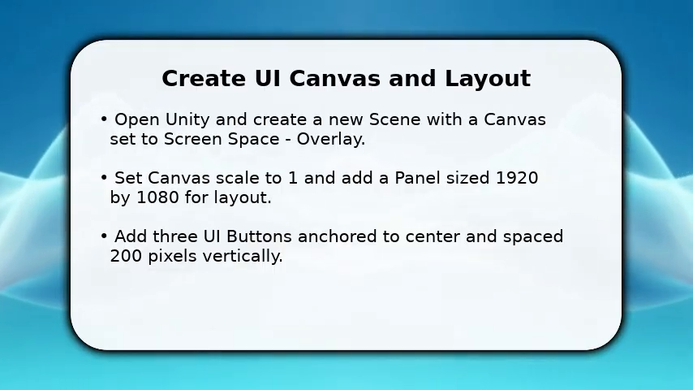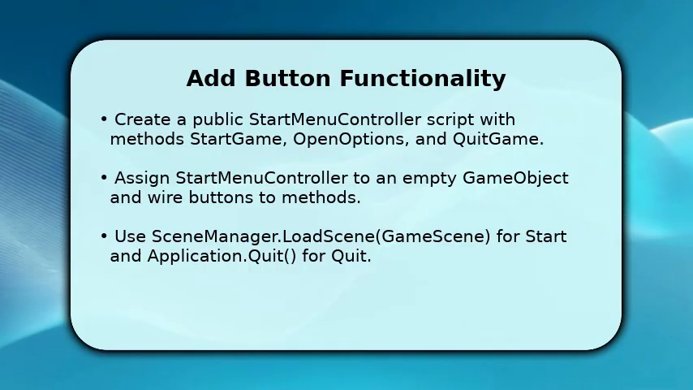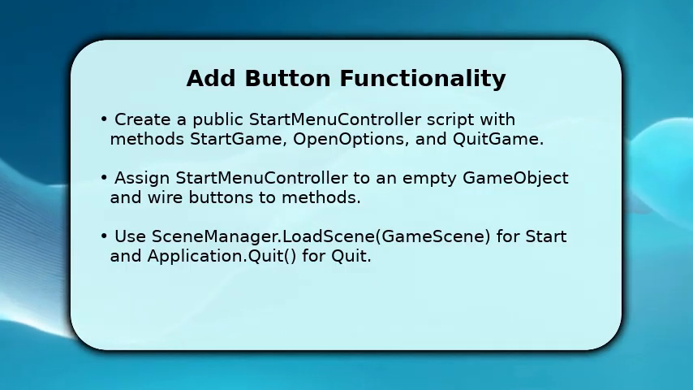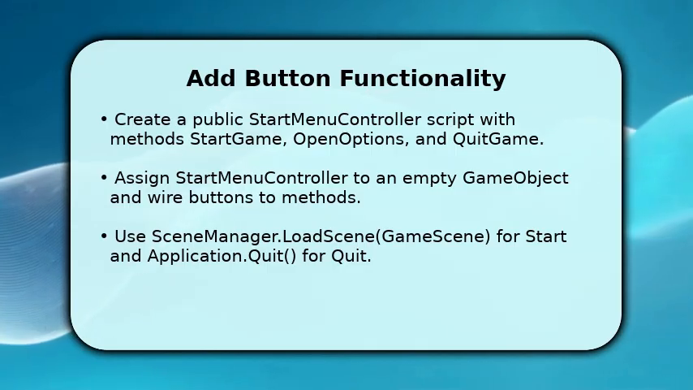Create a new C# script named Start Menu Controller and open it in your editor. Add public methods Start Game, Open Options, and Quit Game to expose them to the inspector. Inside Start Game, call Scene Manager.Load Scene, Game Scene with using Unity Engine.Scene Management at top. In Quit Game, call Application.Quit, and include a debug log for editor testing.